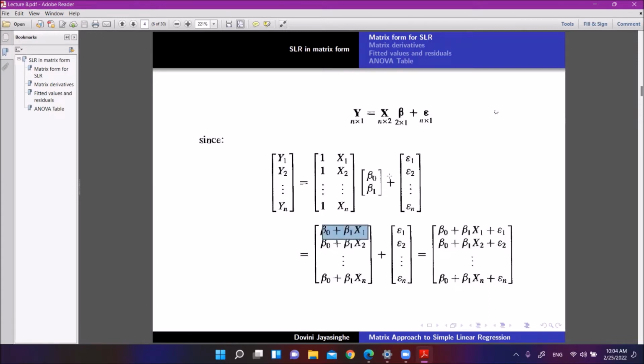So you all know how to do matrix multiplication, right? This thing times this. 1 times beta naught is beta naught. X2 times beta 1 is beta 1 x2. Likewise, you are doing it for all the n number of observations manually.